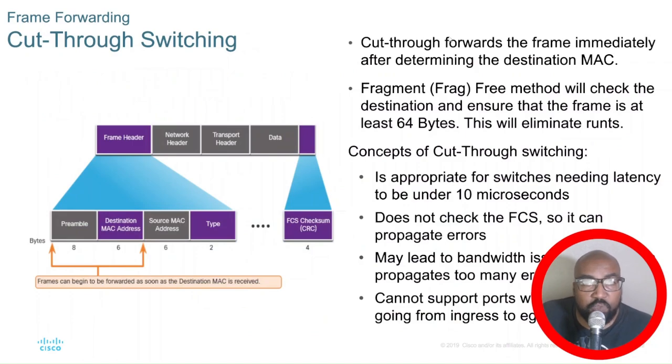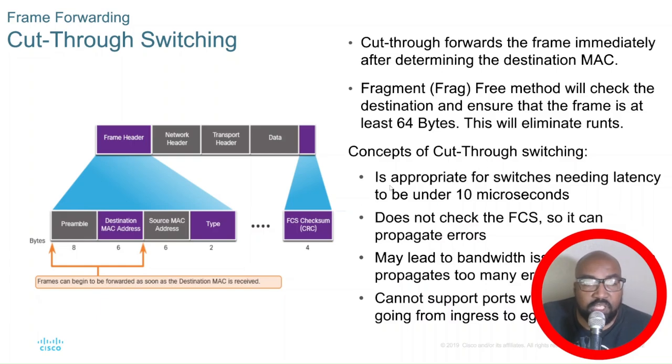Cut-through switching. Cut-through switching forwards the frame immediately after determining the destination MAC address. So once it knows the MAC address, it's going to cut it through, right? Fragment-free method will check the destination and ensure that the frame is at least 64 bits. This will eliminate runts. We'll talk about that here in a little bit.